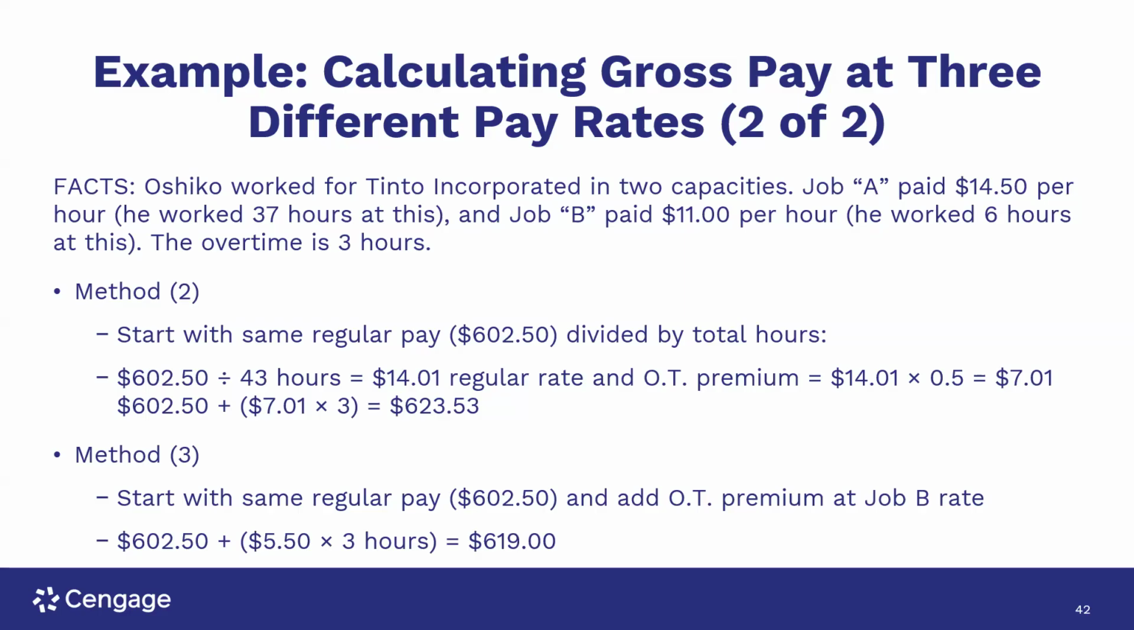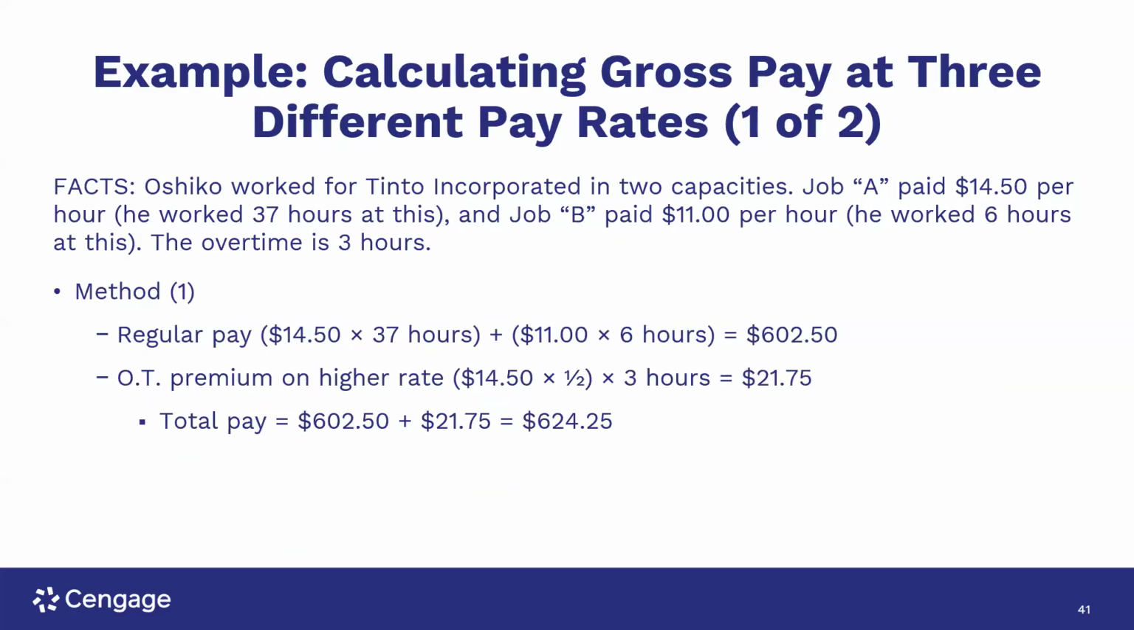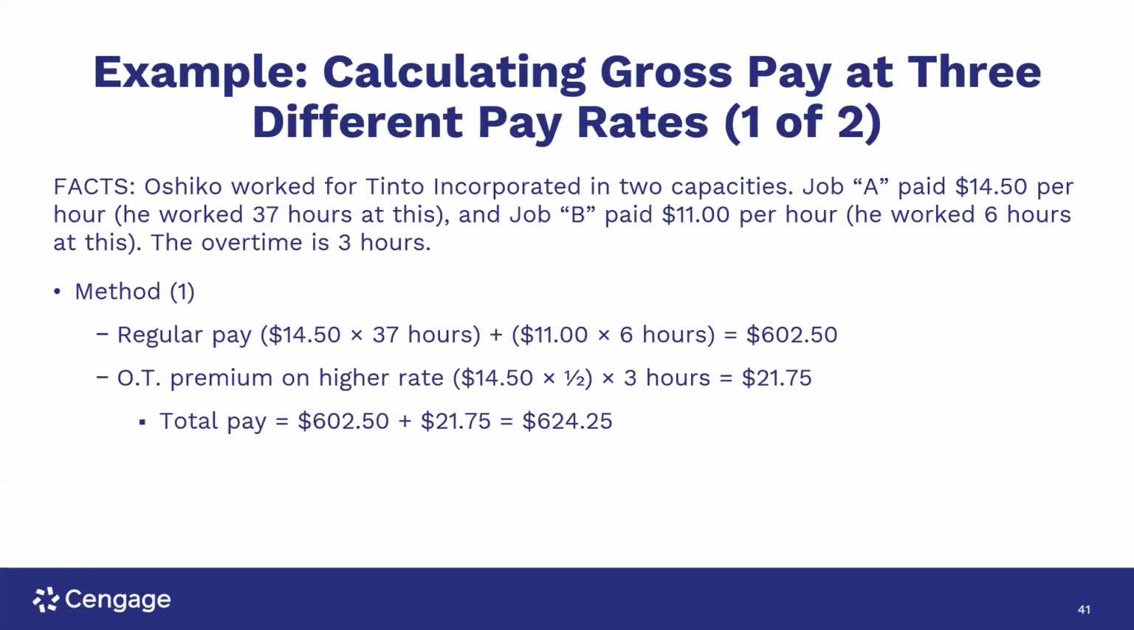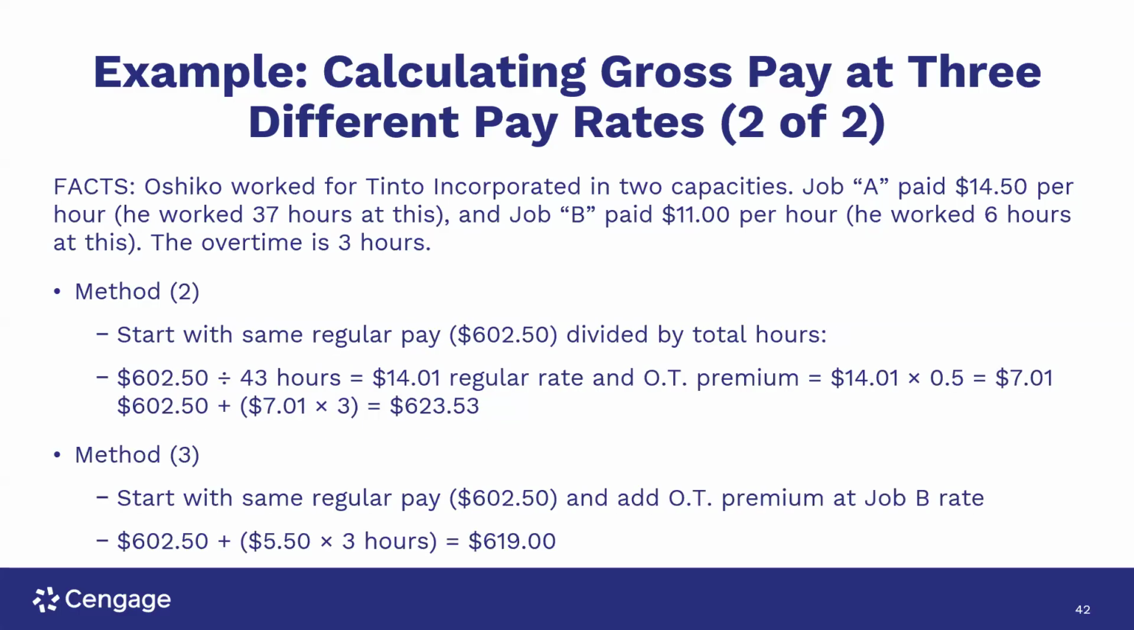So the two methods that are allowed are again method one here, method two here, and notice that the difference is only because the 14.01 is different than the 14.50 per hour. That's just a typo here on the slide. But calculating the overtime premium just on the 3 hours calculates the total pay.